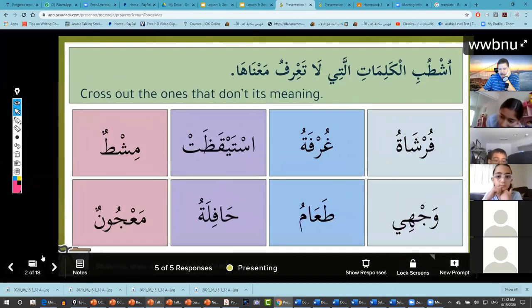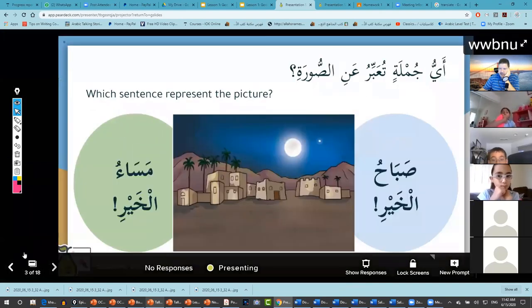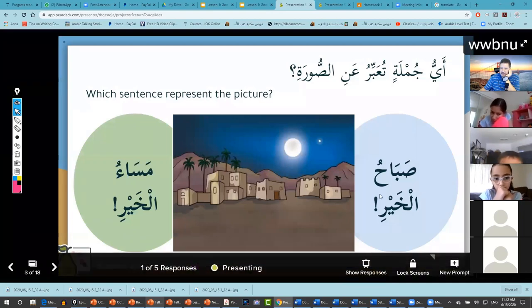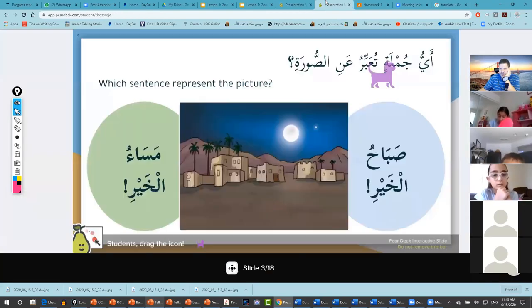We're going to hide now, and I'm going to go to the second one. Some of this will be revealed in the next one. The second one, here I said, أي جملة تعبر عن الصورة. Which sentence represents the picture? So just put the circle. Put it on the sentence you think represents the picture. You have 10 seconds.